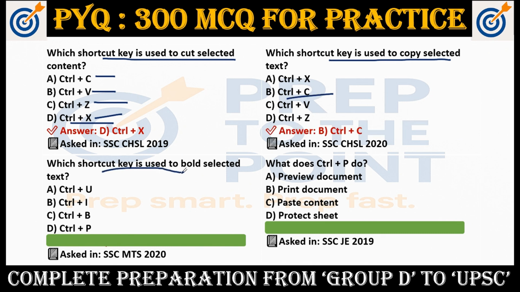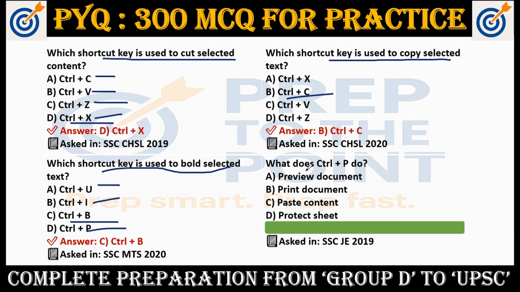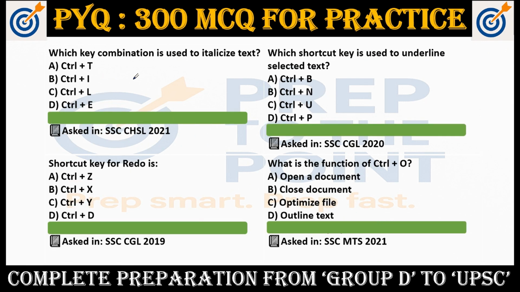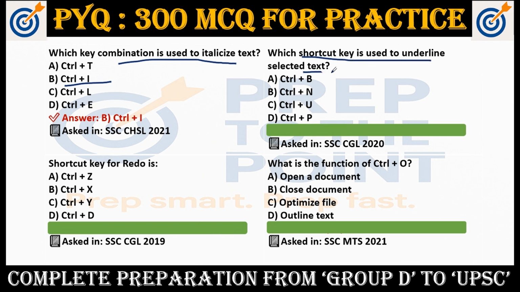Which key is used to bold selected text? Control B. Control B bold. Control P print. Control I italic. Control U underline. What does Control P do? Print document. Which key combination is used to italicize text? Control I to italic. Which shortcut key is used to underline selected text? Control U underline.